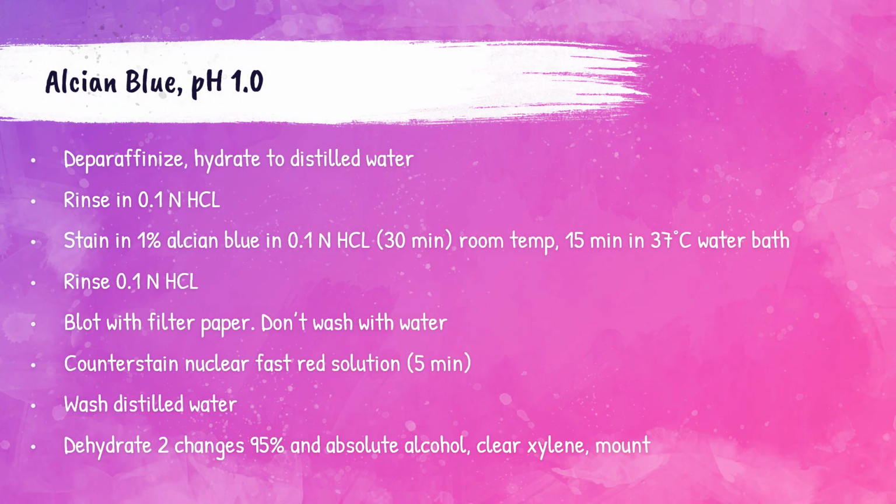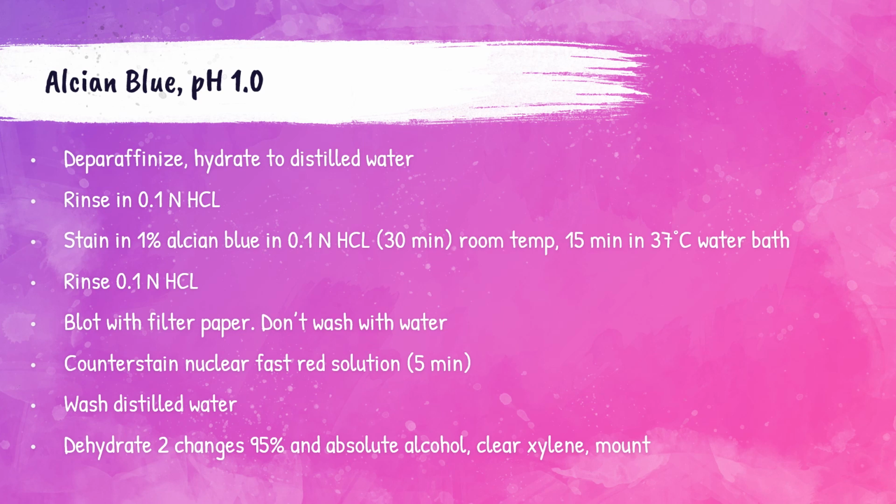The procedure for the Alcian blue at a pH of 1.0 stain is as follows. Deparaffinize, hydrate to distilled water, then rinse in 0.1 normal hydrochloric acid and stain in 1% Alcian blue in 0.1 normal hydrochloric acid for 30 minutes at room temperature, or 15 minutes in a 37-degree water bath. After this step, the slides are rinsed with 0.1 normal hydrochloric acid.